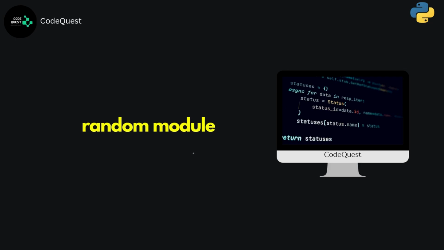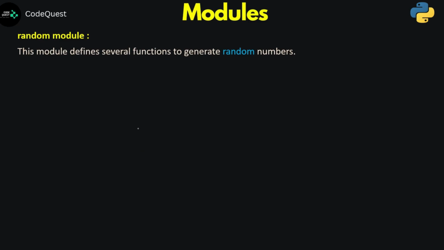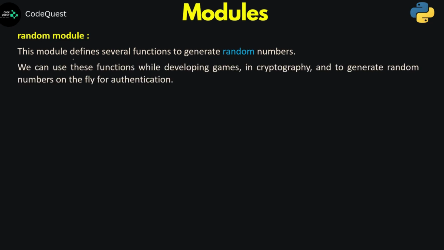Python has provided one more inbuilt module that is called a random module. The basic purpose of the random module is to define several functions which can generate random numbers. Mostly we can use these functions while developing games, and in cryptography where we want some random number to be utilized, and you can generate random numbers for authentication purposes.